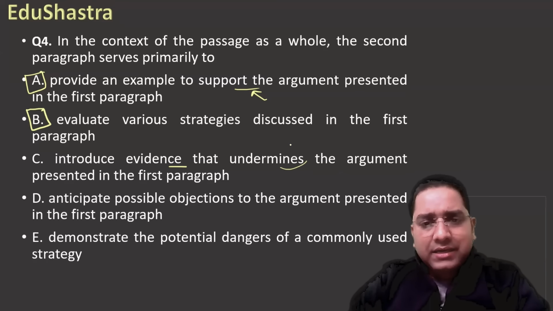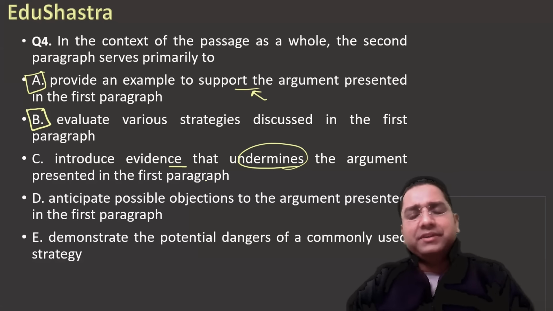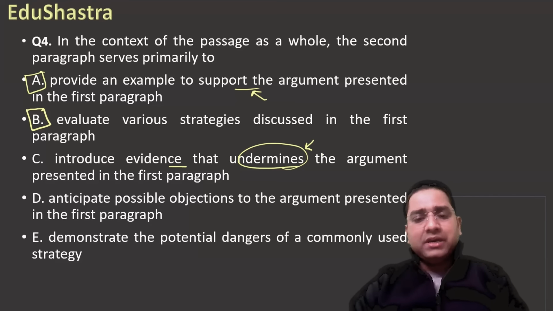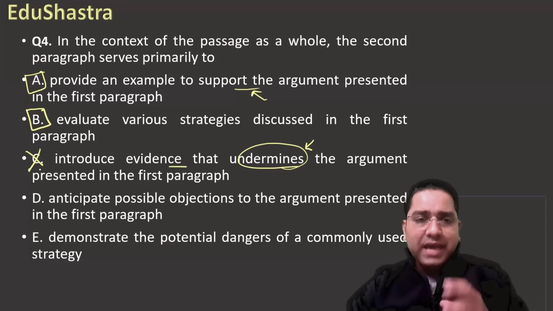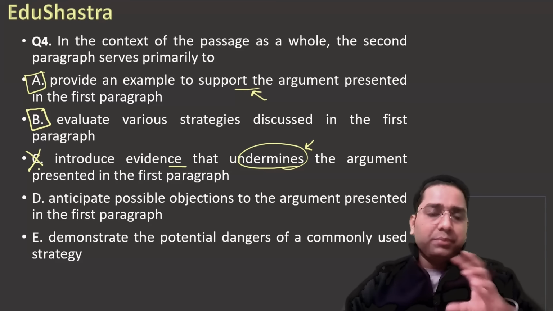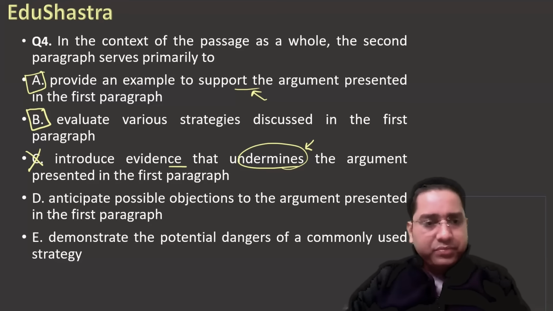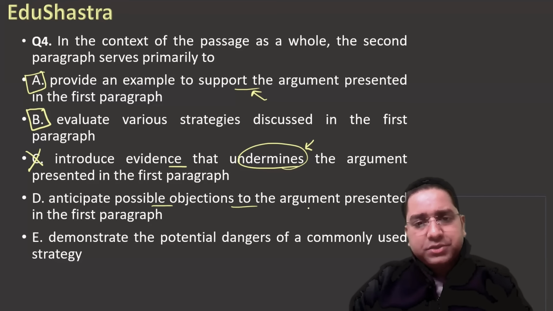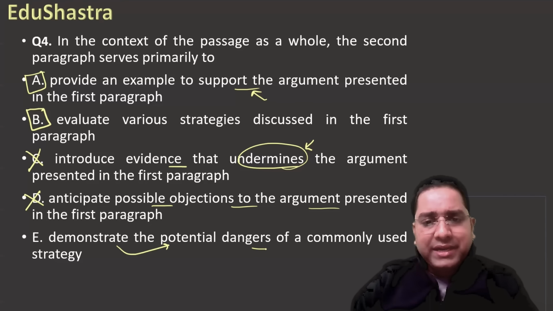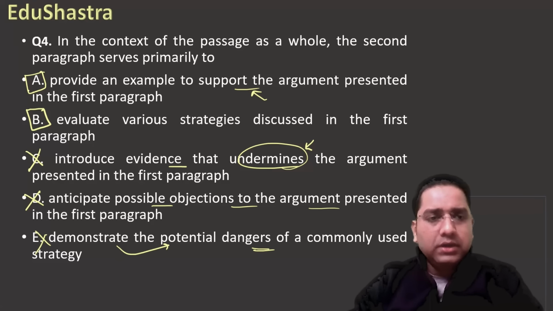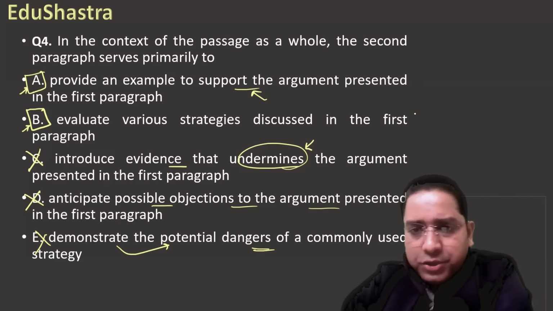Introduce evidence that undermines the argument presented in the first paragraph. So it is not being negative. Undermines means underestimating or weakening. So no, it is not, because the latter paragraph is actually an extension in a positive way to the former one. It anticipates possible objections to the argument presented in the first paragraph. Possible objections, no, it is not being negative in any possible way. Demonstrate the potential dangers of a commonly, no, not at all. So A or B, what's your choice? Please answer.